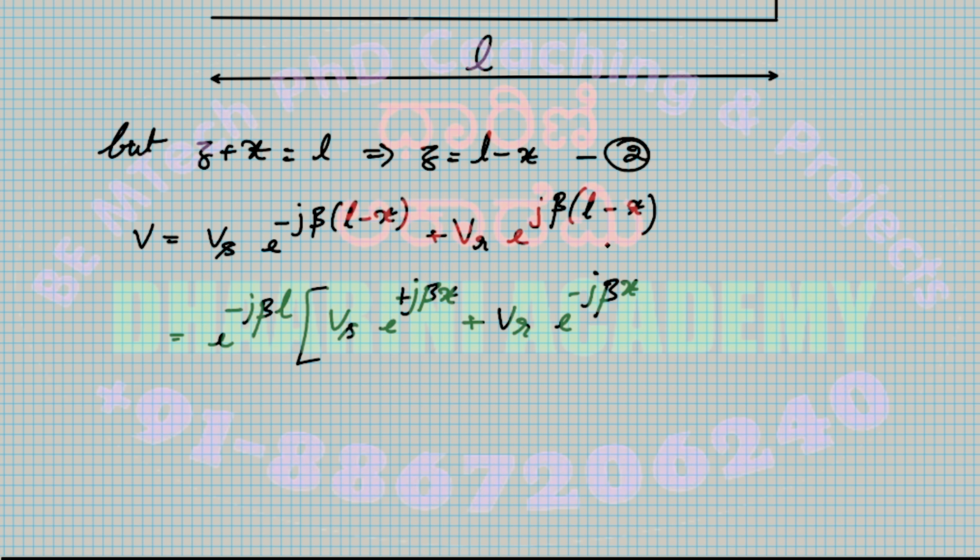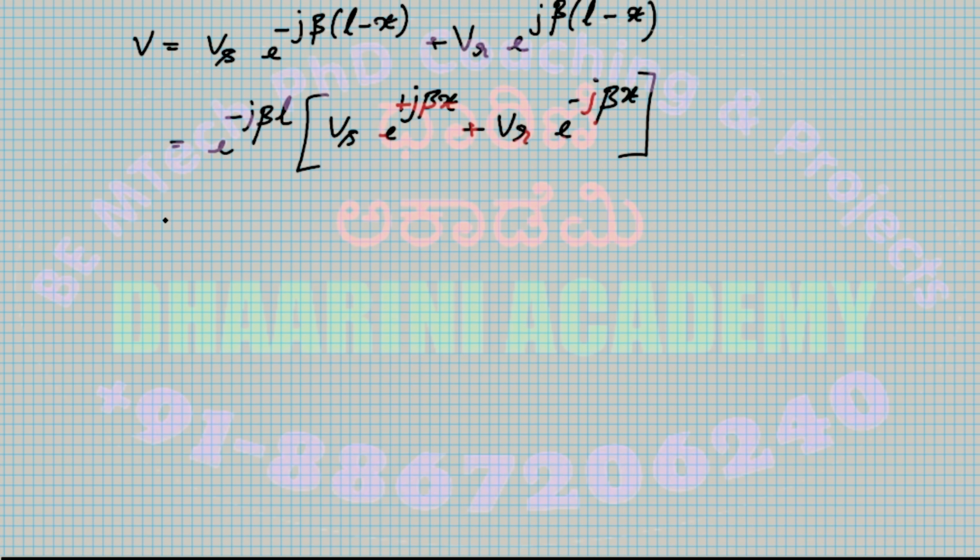Now let's do the other thing which I mentioned. I'll take a Vs out as well. So this is Vs into e to the power minus j beta L into the same term, e to the power j beta X. Now instead of Vr by Vs, can I write the rho here? So rho times e to the power minus j beta X.